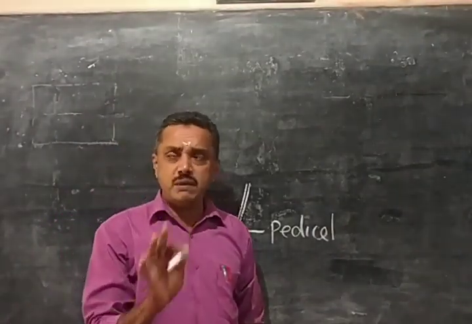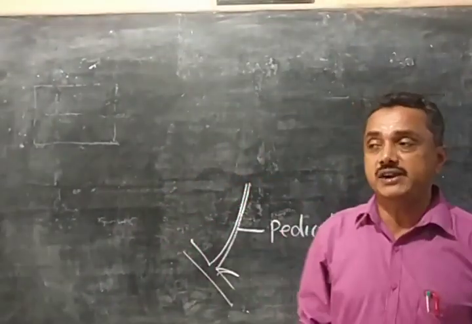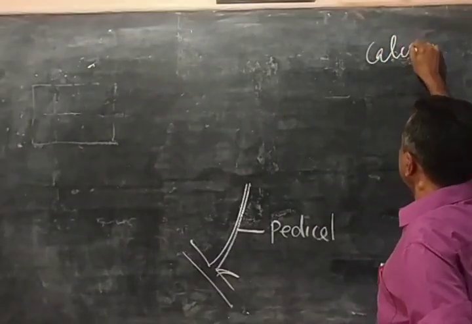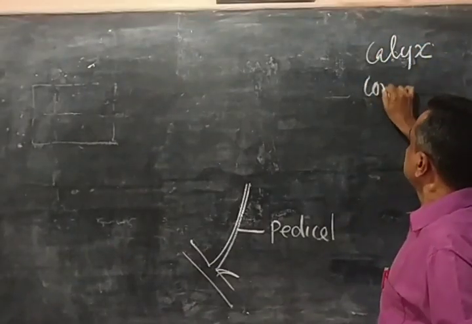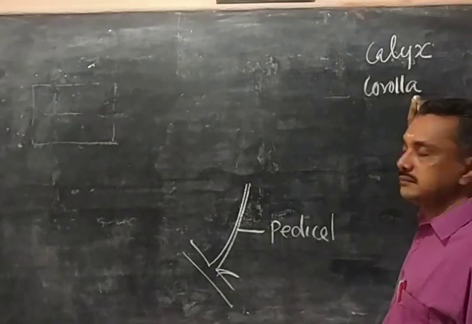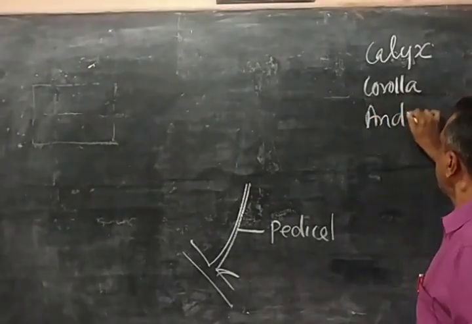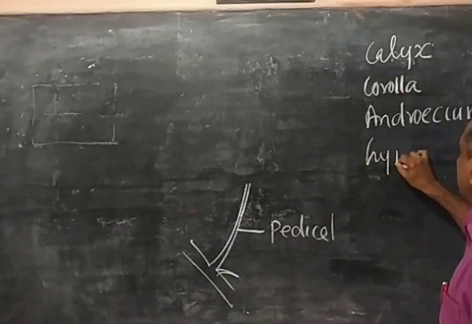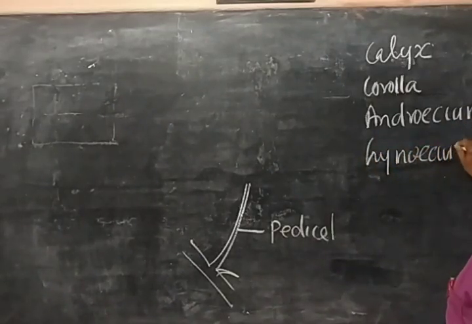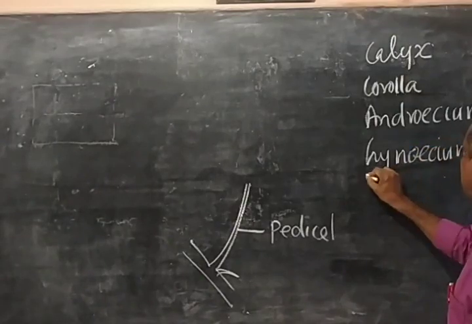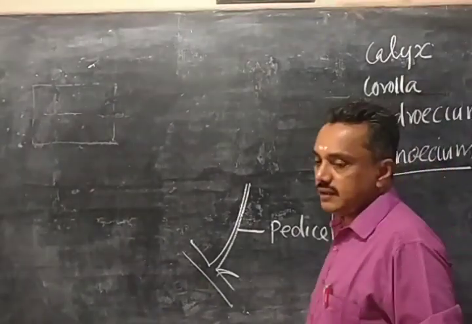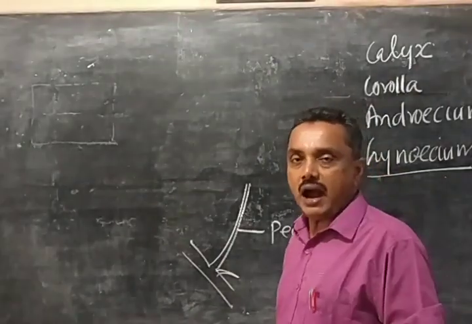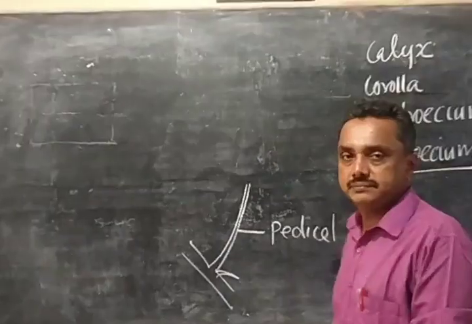And a typical flowering plant consists of 4 parts. Flower consists of 4 parts: calyx, corolla, androecium, and gynoecium. Flower consists of 4 parts. Calyx, and this is very important for practicals. Calyx, corolla, androecium, and gynoecium.